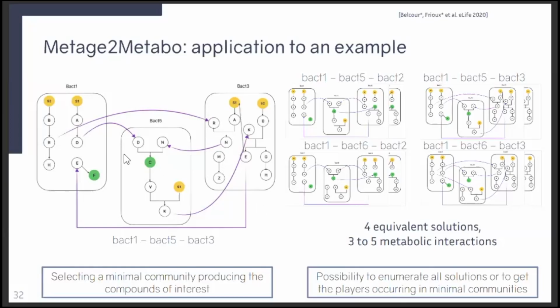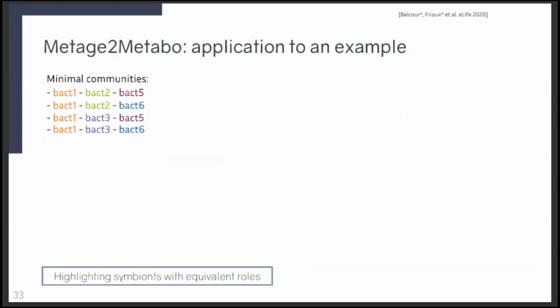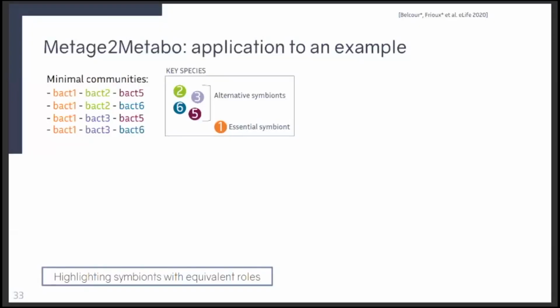They are equivalent to produce the green compounds with 3 to 5 metabolic interactions. So if we look at the enumeration, we have these communities, and I used colors to distinguish the bacteria. So you might have noticed already that one of the partners occurs in every minimal community. And we believe this is really interesting.